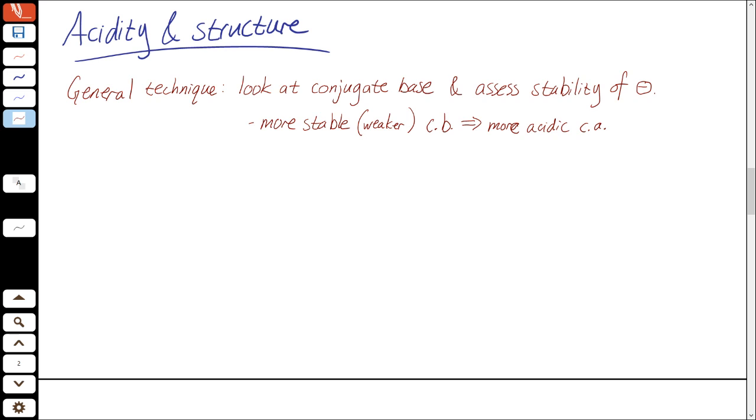The first one we're going to look at is electronegativity. Let's look at three potential acids. Here are three potential acids. They all have hydrogen. They can all lose their hydrogen and become a conjugate base. We want to know which one is the strongest acid.